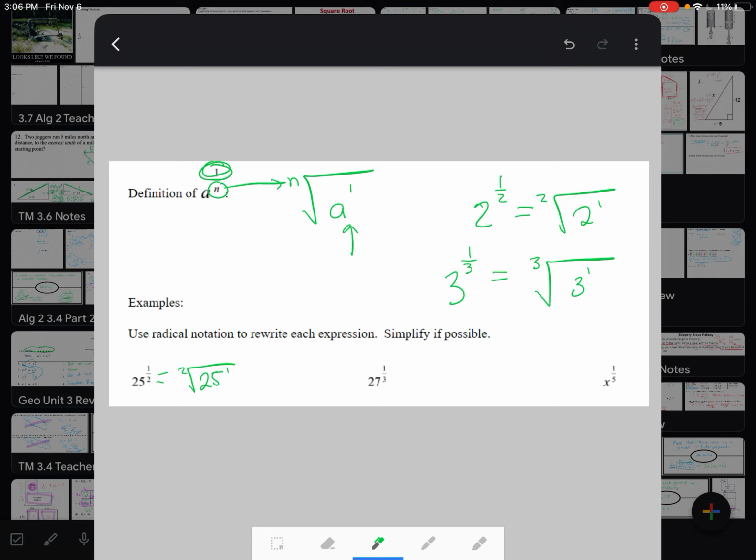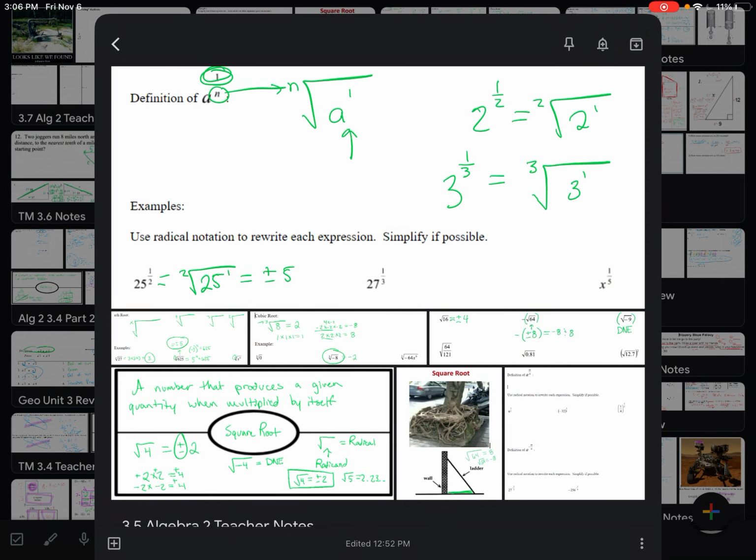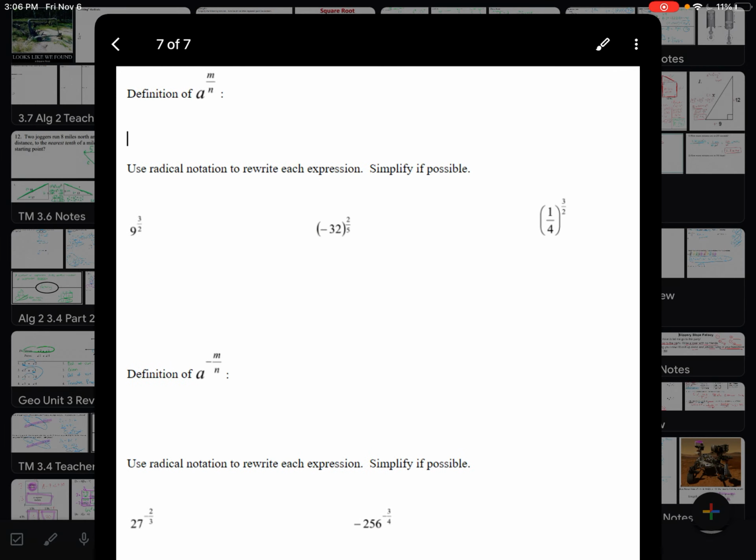So we want to rewrite these expressions and simplify them. Okay, well, this is 25 to the 1/2 power, the square root of 25 to the 1st power. Well, we know that plus or minus 5 is the square root of that. So that is how we would do 25 to the 1/2 power. It's actually just saying, what's the square root of 25? So try that for the remaining two, see what you can get.